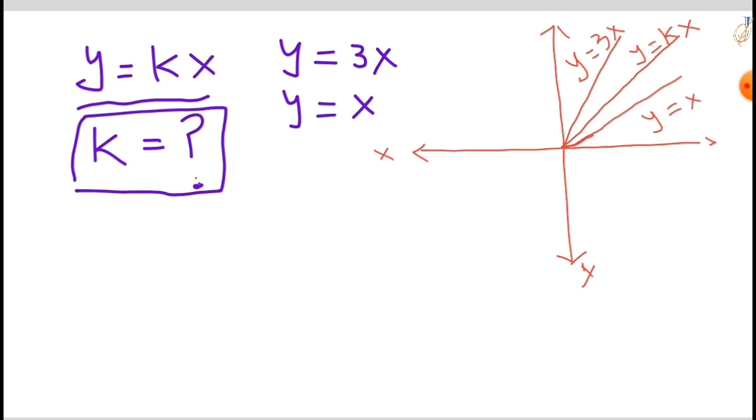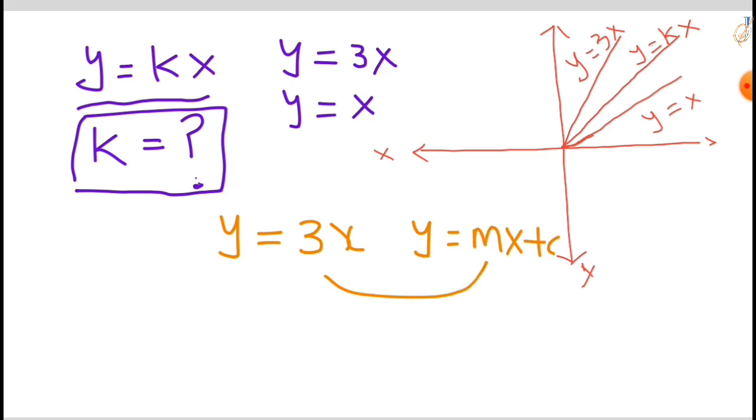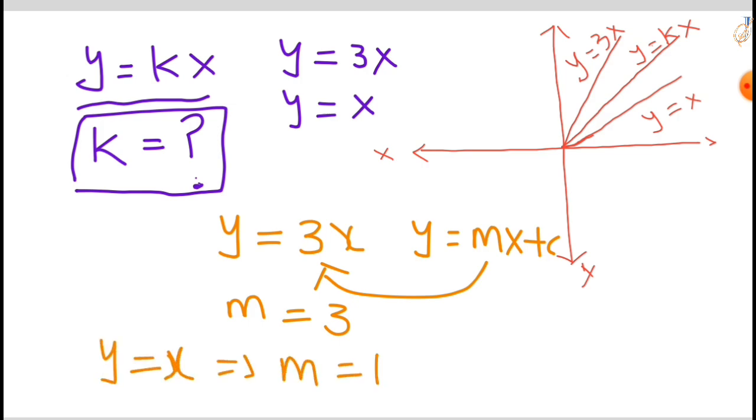Observe the two lines y equal to 3x and y equal to x. y equal to 3x is in the form of y equal to mx plus c, so that means our slope is 3. Similarly, y equal to x, the slope is 1. Our y equal to kx lies in between y equal to 3x line and y equal to x line. So that's why the k value lies in between 3 and 1 and it must be positive. In this video, we will find the value of k by using two methods.